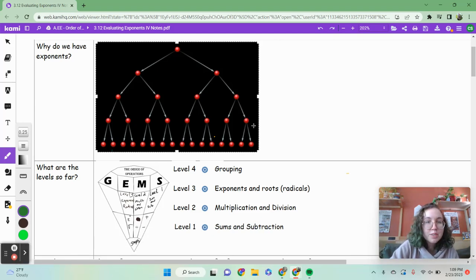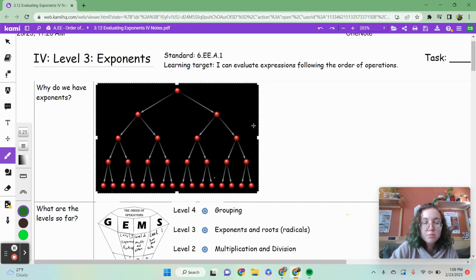So today we are going to be talking about exponents and how to simplify expressions with exponents. So first we're going to talk a little bit about why we have exponents. It's to describe this specific type of growth. So as you can see here, we have this one red circle splits off into two different red circles.